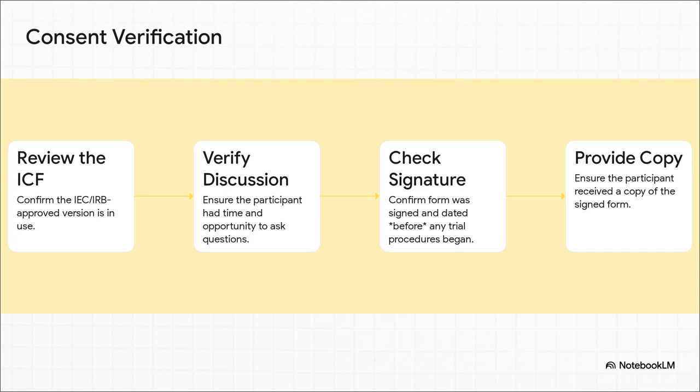So for every single participant, you're going to put on your detective hat and check this process from top to bottom. Are they using the right version of the consent form, the one the ethics board actually approved? Did the investigator really sit down and have a proper discussion with them? And this one is huge. Was that form signed and dated before a single trial-related procedure started? And last but not least, did the participant actually get a copy to take home?